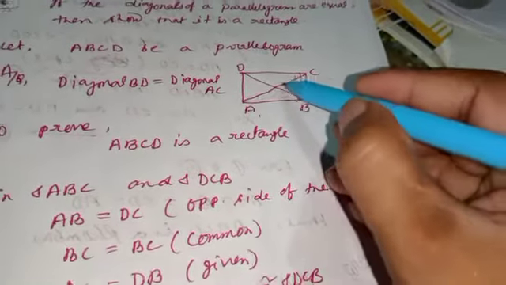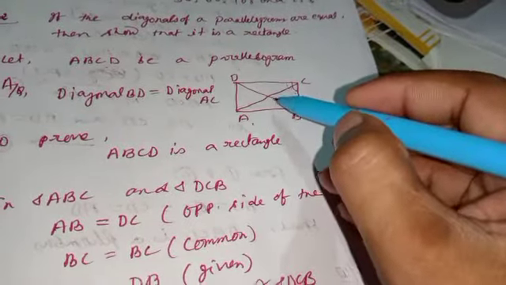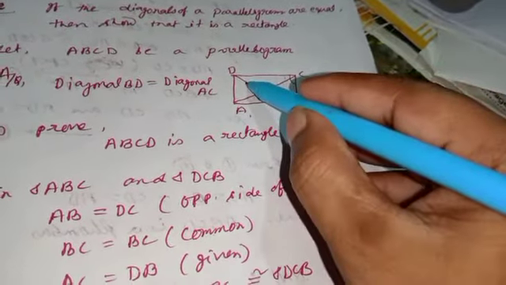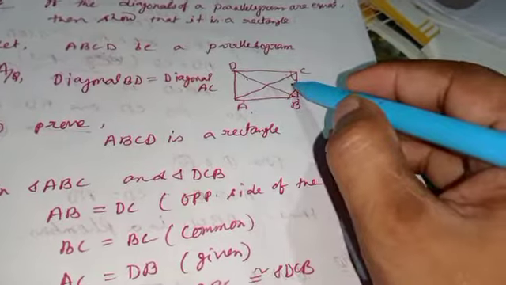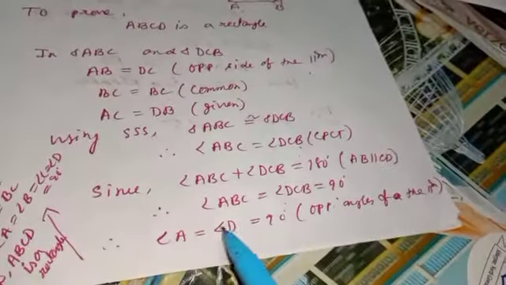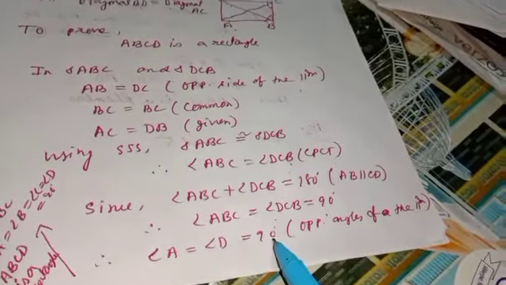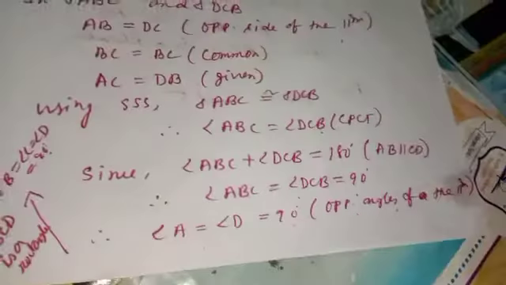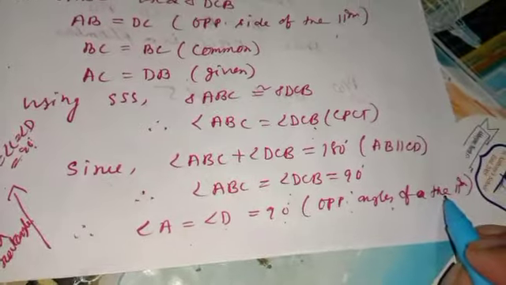Now, ABCD is what? Parallelogram or not? So angle B is equal to angle D and angle A is equal to angle C. Why? Because in a parallelogram opposite angles are equal. That is why I have written angle A is equal to angle D is equal to 90. Why? Opposite angles of a parallelogram.